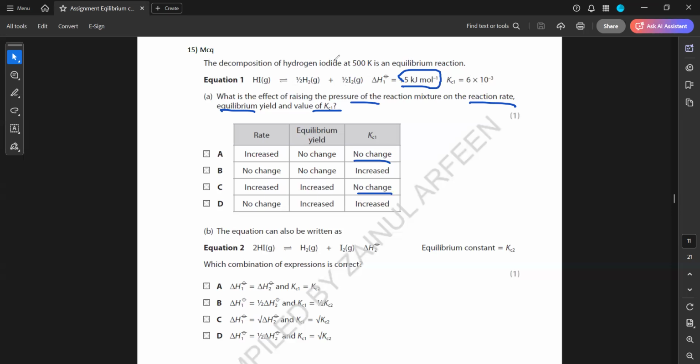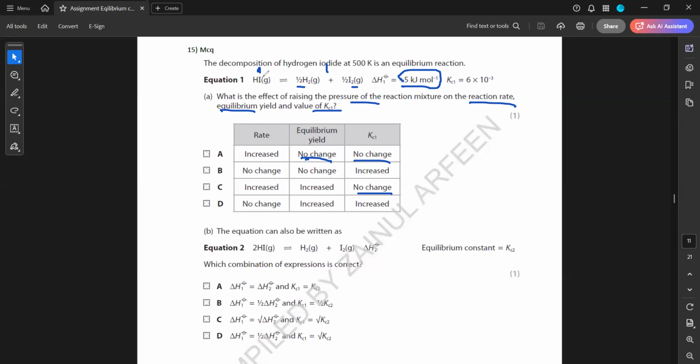Then we are changing the pressure, but when we check the number of moles, 1 here, and half plus half is 1. So there is no effect of the pressure. It will not shift the equilibrium because we have an equal number of moles.